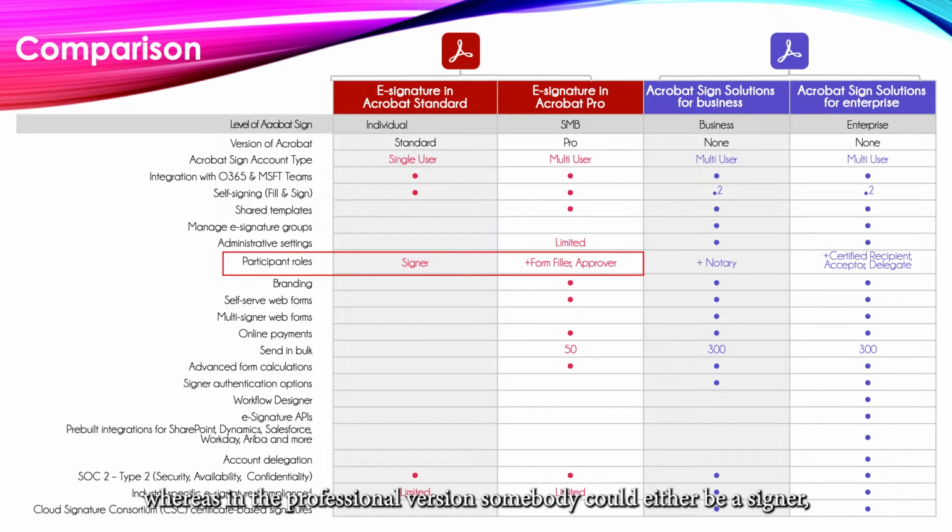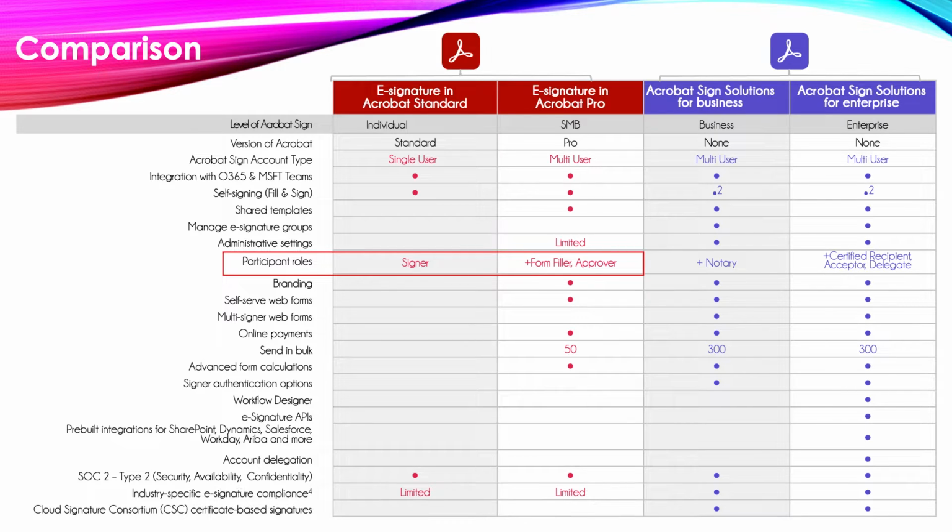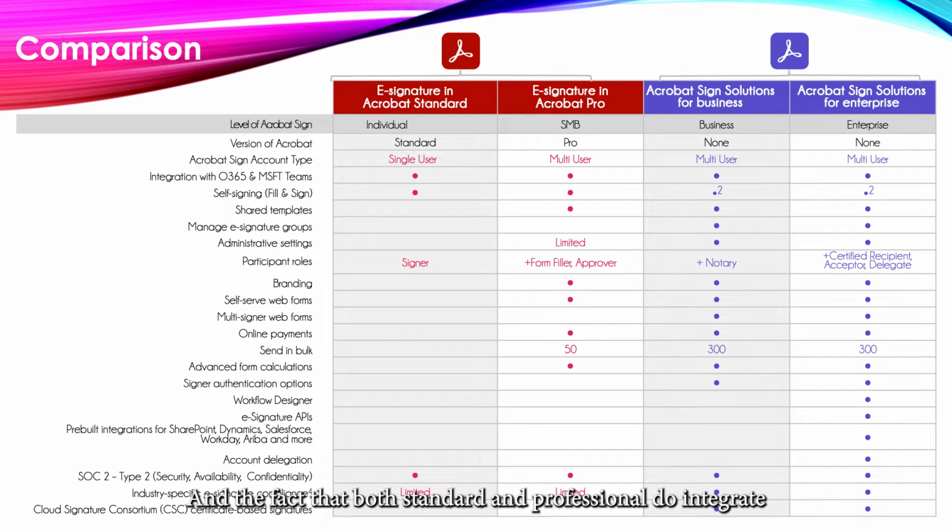role, whereas in the professional version somebody could either be a signer, which means that their signature is required on the document, or they could be an approver. An approver means if there is a signature field, they can sign, otherwise they can just approve the document without a signature visible on the document. Or you could have somebody which is a form filler. This means somebody just completes the document before it goes out for signing. And both standard and professional do integrate with Office 365 and Microsoft Teams.